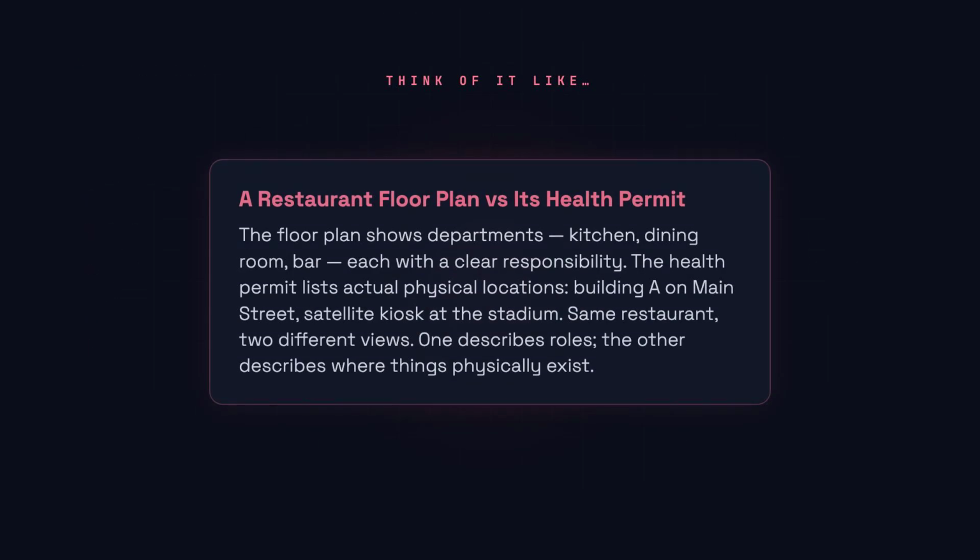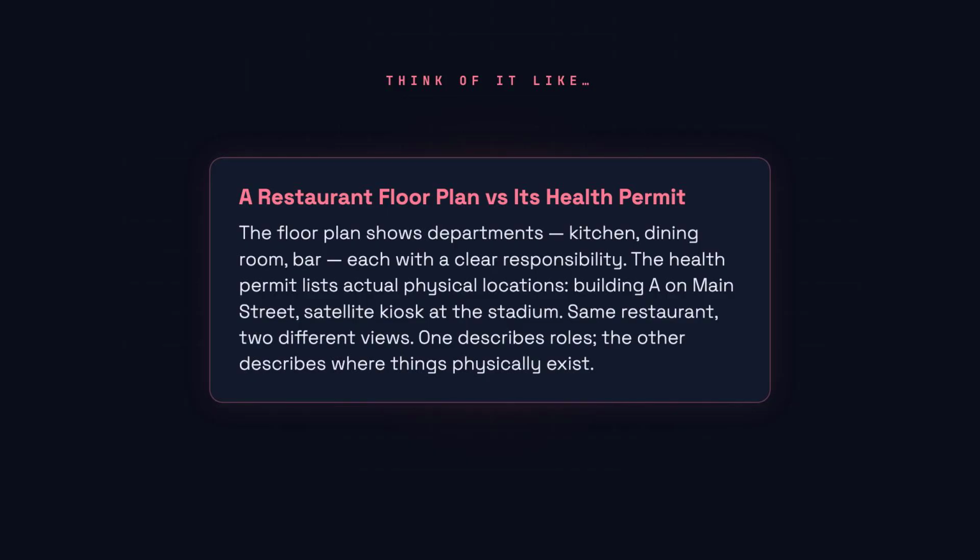Think of a restaurant chain. The floor plan divides every location into the same logical areas. Kitchen handles cooking, dining room handles guests, bar handles drinks. That is the logical view, pure responsibility. The health permit, on the other hand, lists real addresses and physical buildings. That is the physical view. The roles never change, but how many buildings you need is a completely separate question.